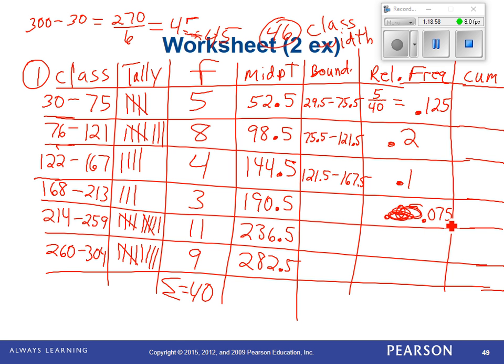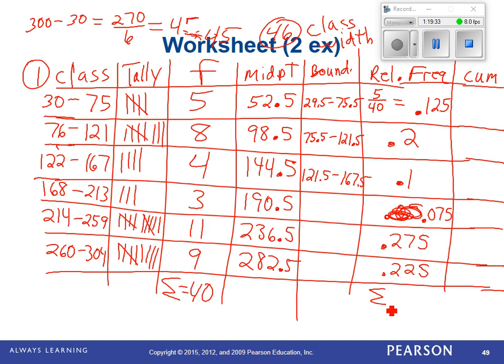How did I know that probably wasn't right, other than that I'm a math teacher? I look here, that's 10%, right? If this was 5%, that doesn't make sense, it'd have to be half of it, wouldn't it? So how about 11 divided by 40? 0.275. And then 9 divided by 40? 0.225.